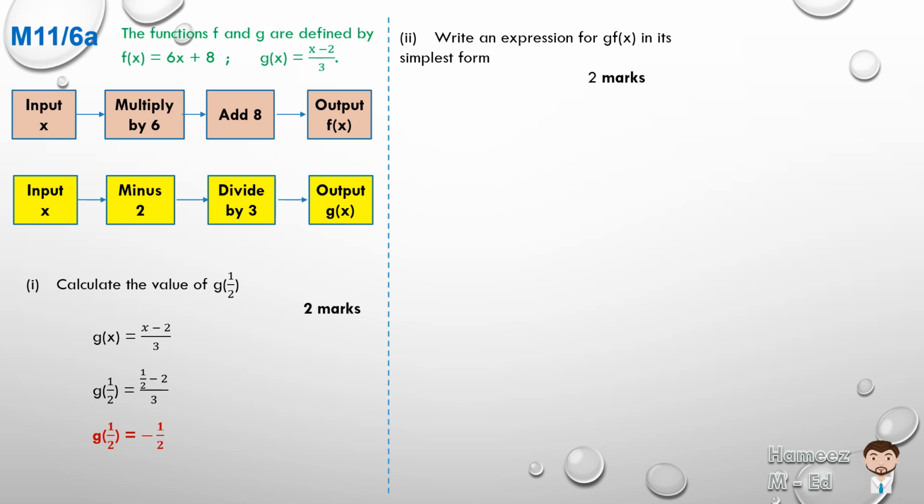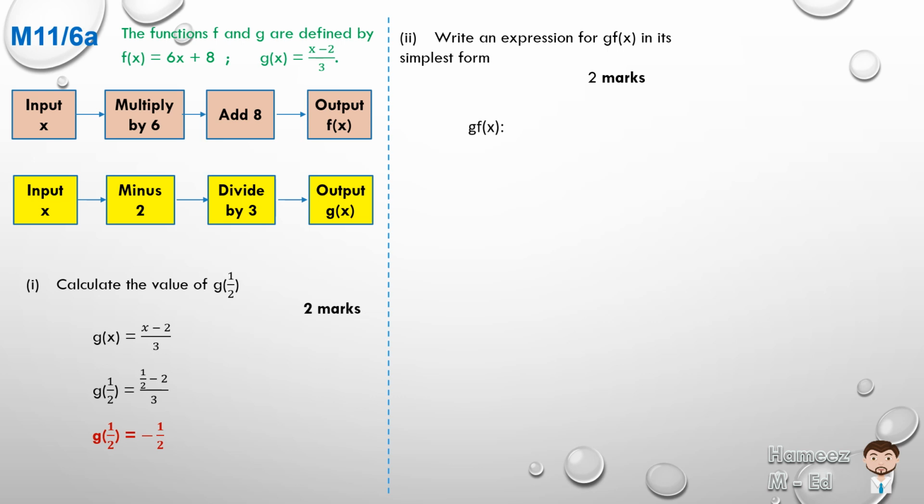simplest form. So we don't actually want to work out a value. If it was a value, then it would be gf and in brackets would have a number. Since it doesn't have a number, it just has the letter x in it. What they're asking us to do is come up with some sort of formula to represent that. How do we do it?